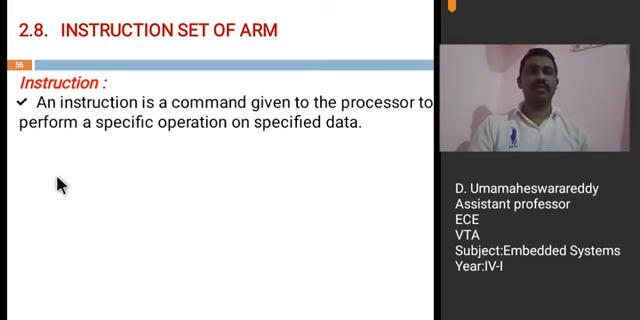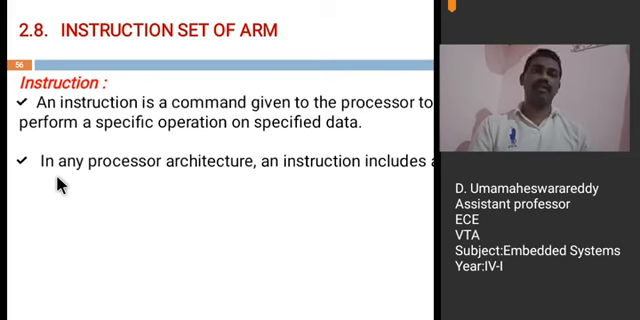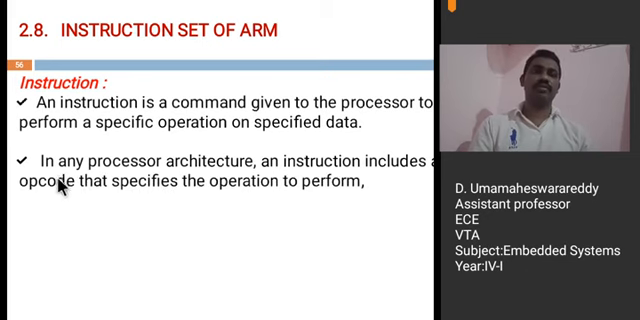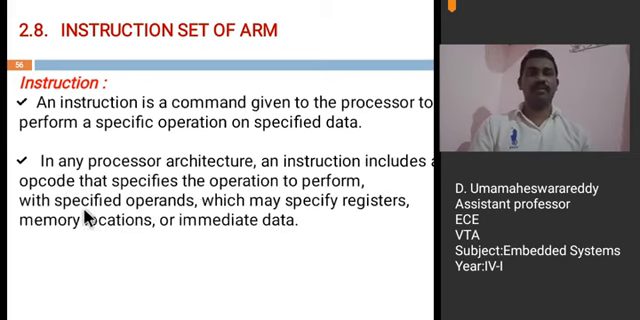In any processor architecture, an instruction includes an opcode and operands. What is opcode? Opcode specifies the operational code, that means which operation is to be performed. And operands are those on which the operations are to be performed. The operand may be register or memory location or immediate data.